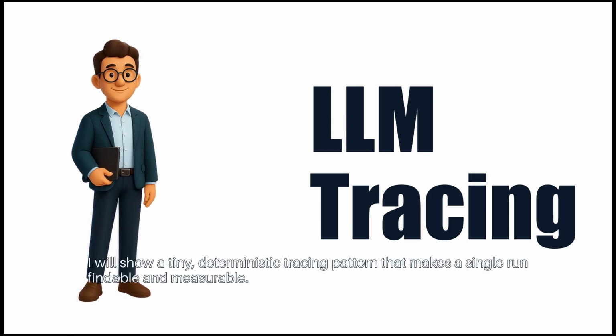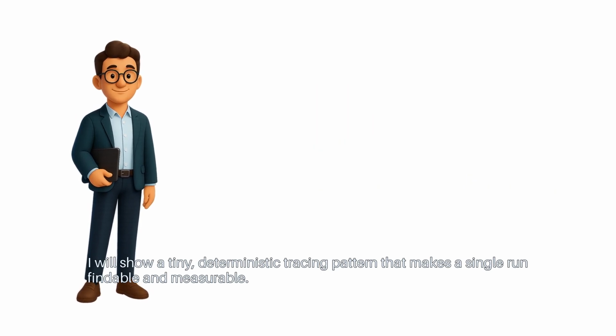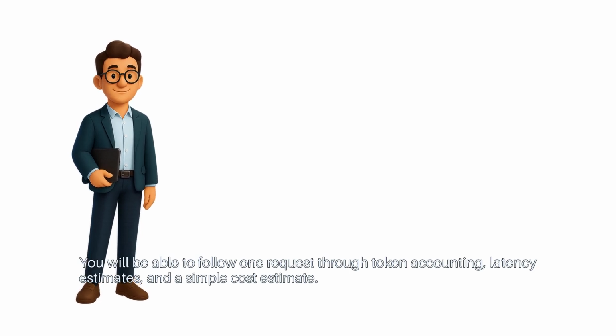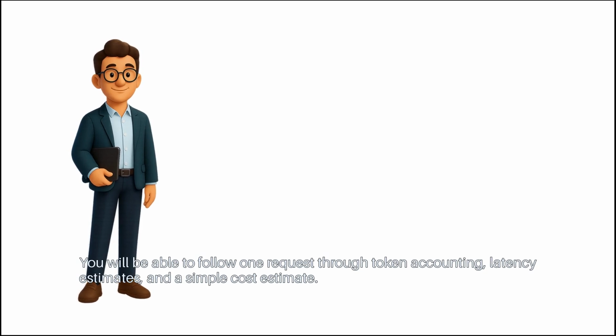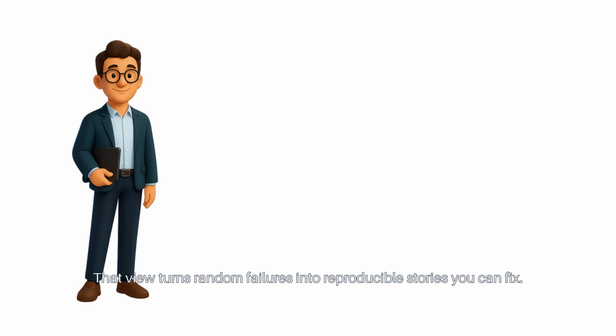I will show a tiny, deterministic tracing pattern that makes a single run findable and measurable. You will be able to follow one request through token accounting, latency estimates, and a simple cost estimate. That view turns random failures into reproducible stories you can fix.